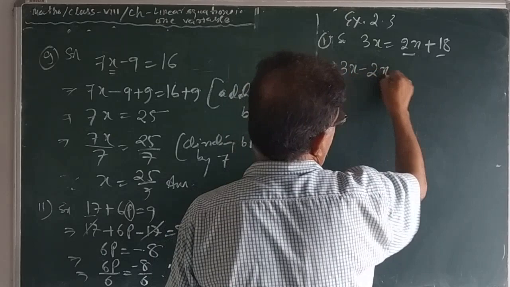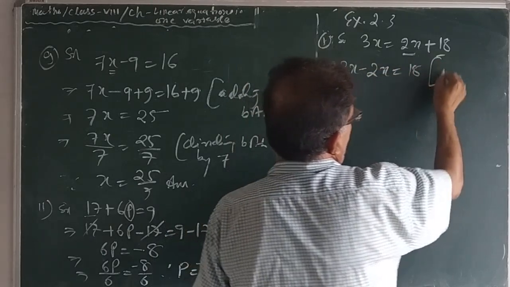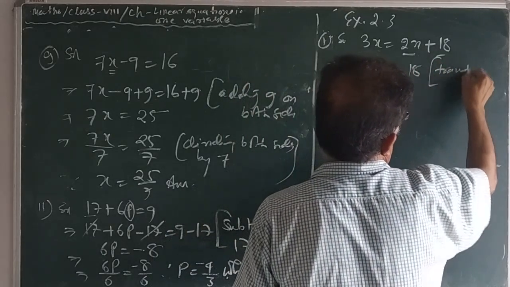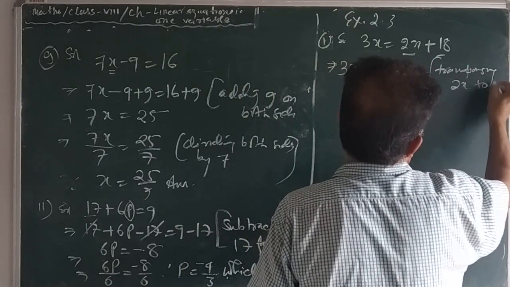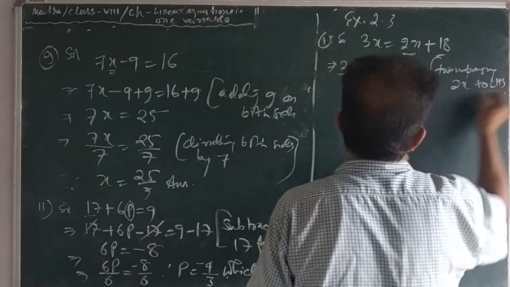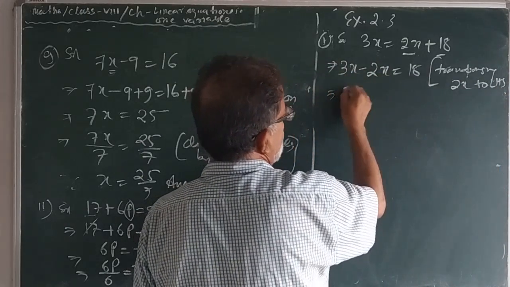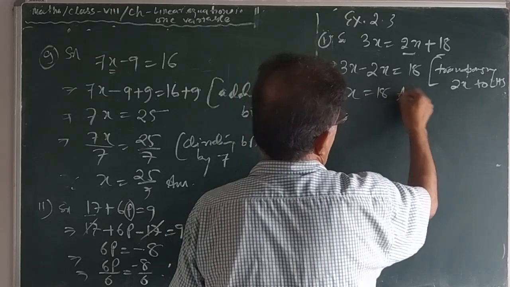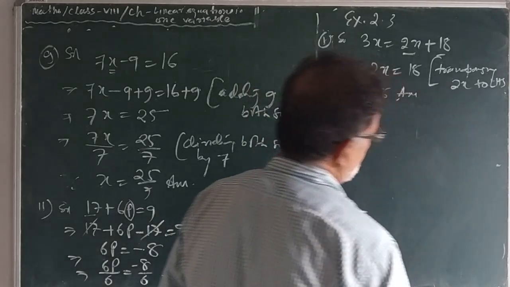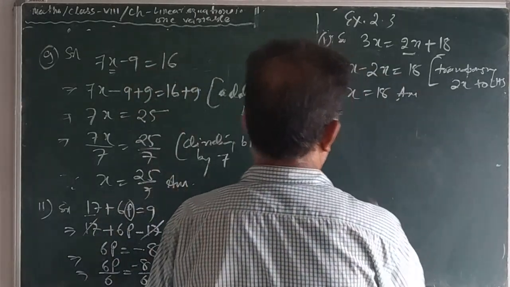3x minus 2x, 18, transposing 2x to LHS. 3x minus 2x equal to x, equal to 18. Answer, which is the required solution of the equation.